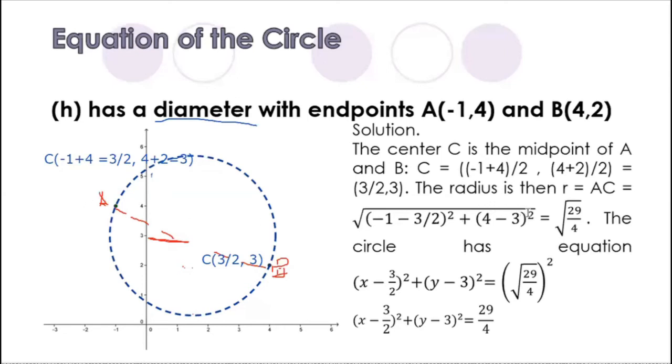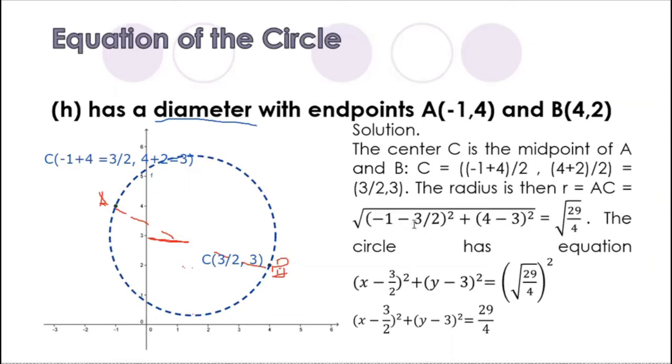So, ang gagawin mo lang ay square root ng point A, negative 1 yung x, minus dun sa x ng point C. So, negative 1 minus 3 over 2, squared, plus yung kanyang y ng point A, which is 4, minus naman dun sa y ng ating center. So, 4 minus 3, squared. Yun ay distance formula ginamit doon.